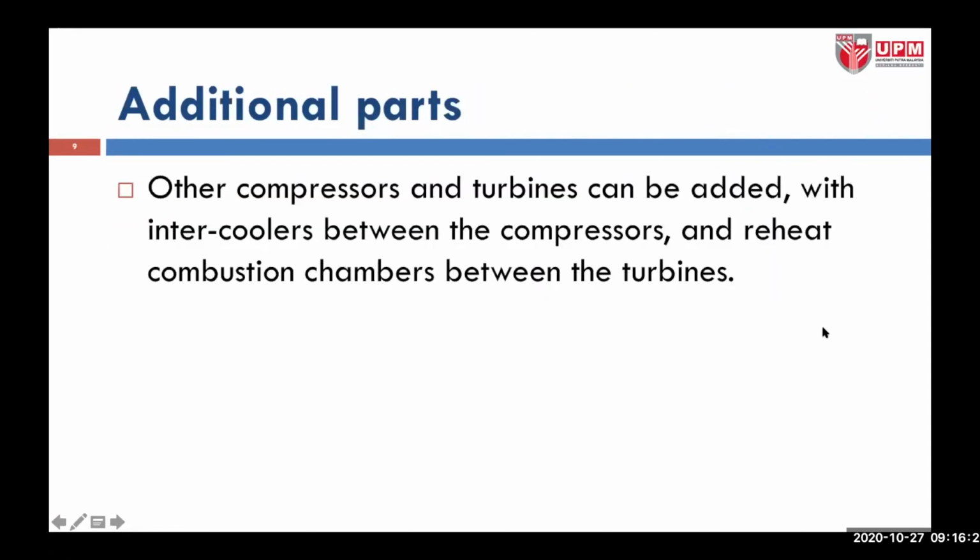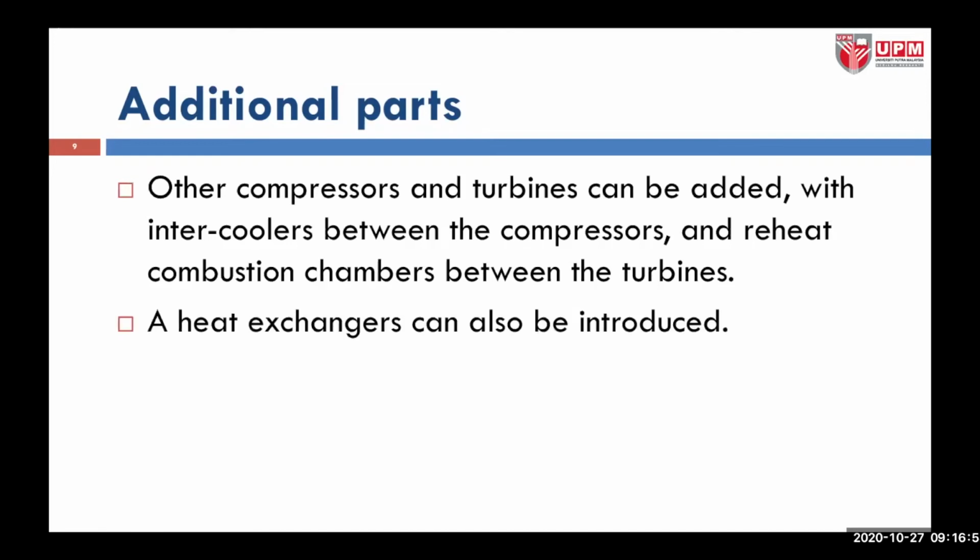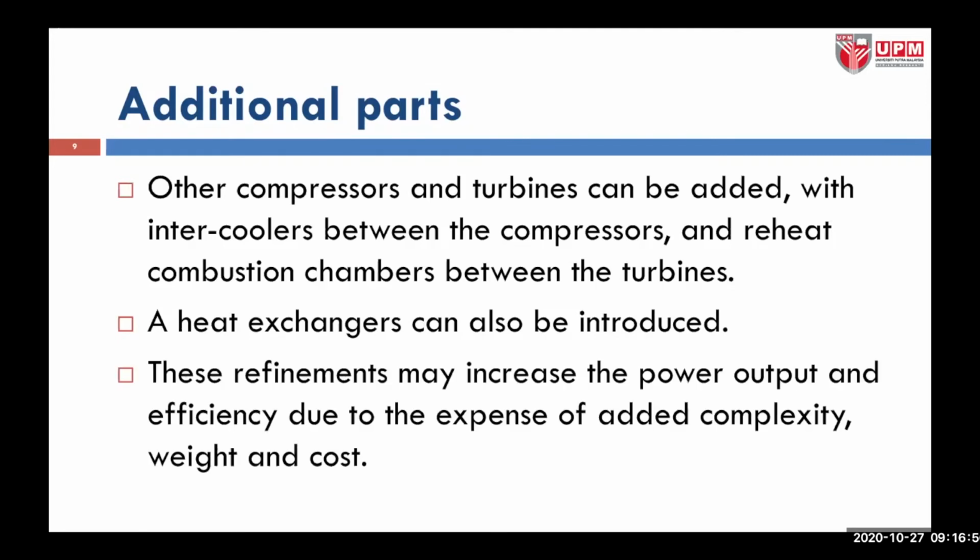Right. In terms of additional parts, other compressors and turbines can be added, right? In terms of those three major components, the compressor, combustion chamber, as well as the turbine, you can also add other additional parts. For example, an intercooler between the compressors, as well as reheat combustion chambers between the turbines. For many reasons, obviously, to improve the performance of the gas turbine engine, right? A heat exchanger can also be introduced, right? And these refinements may increase the power output.